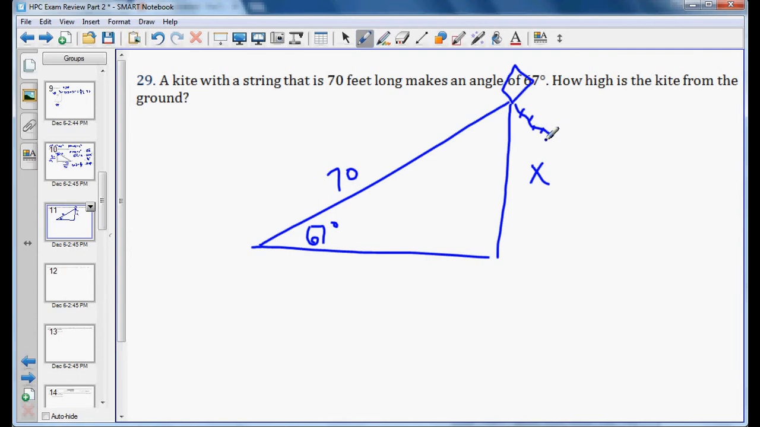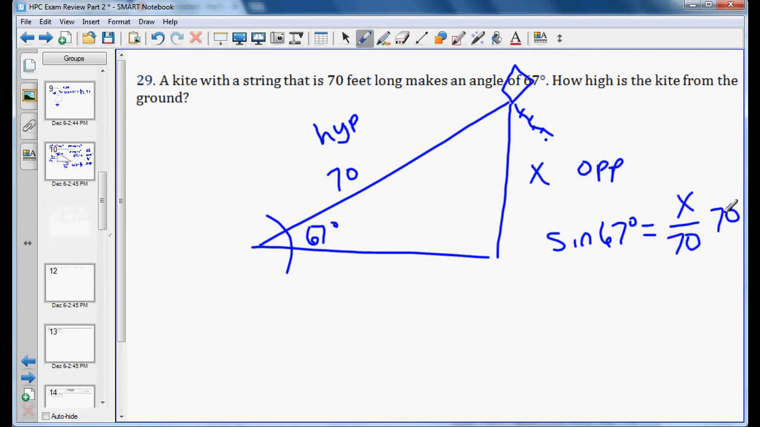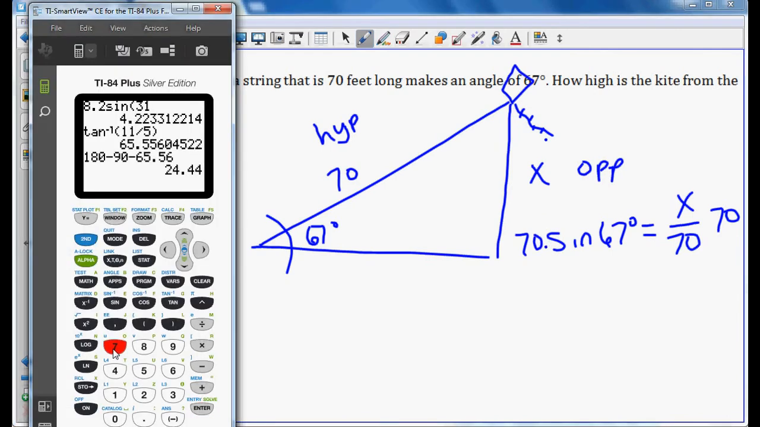So this is very similar to the ones we were doing a minute ago, where we just need to set up a trig problem. We just had to draw the picture to help us see it. So here's the angle. This is the opposite side, and this is the hypotenuse. That tells us we need to use sine. Sine 67 degrees is equal to the opposite over the hypotenuse. So we'll just multiply both sides by 70. And we get 70 sine of 67 degrees. And we find out the kite is 64.435 feet above the ground.